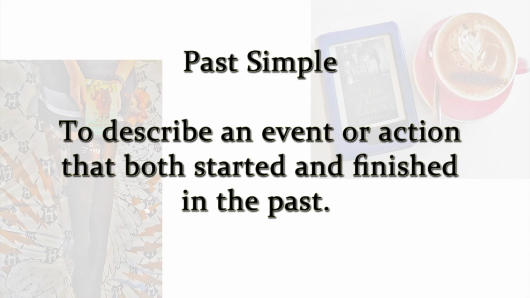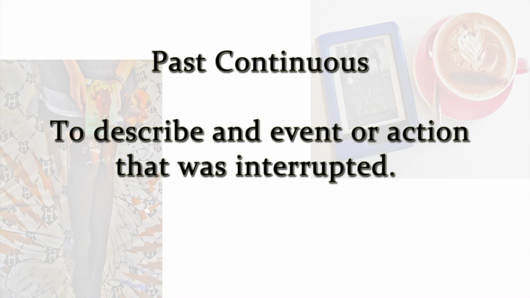So first, past simple. Past simple is used to describe an action or event that both started and finished in the past. So the entire story is in the past. There is nothing moving into the present or the future. Number two, past continuous. Past continuous is used to describe an event or action which was interrupted. So for example, this is where you would often use was. So she was writing until the door slammed open. Bad example, but that's an obvious way to find this one.